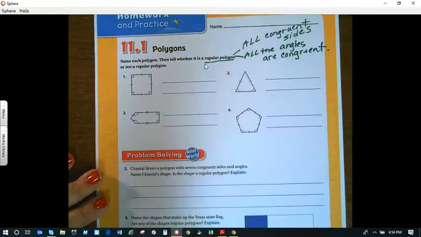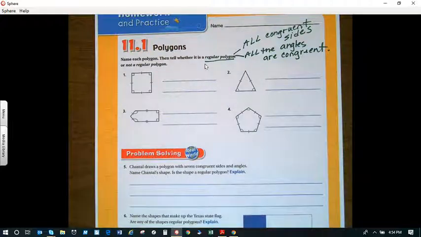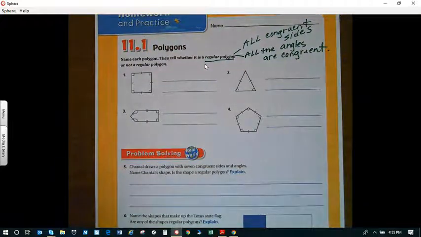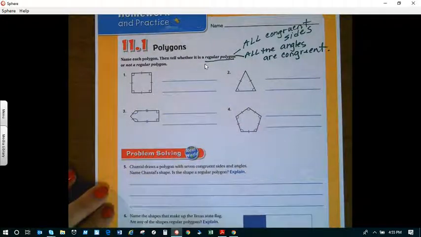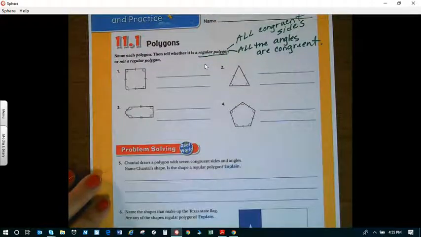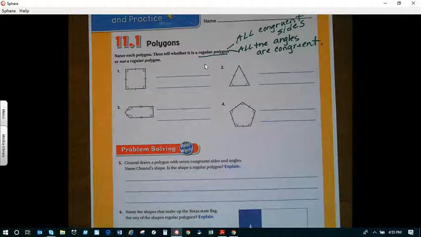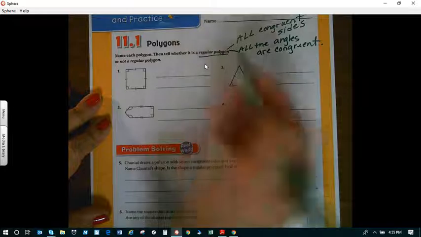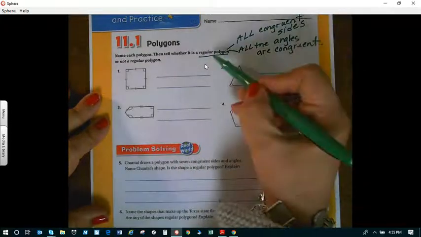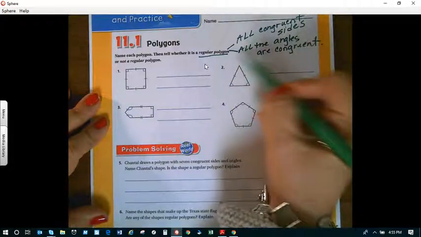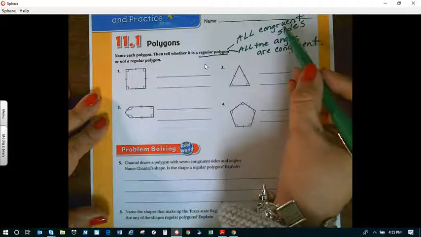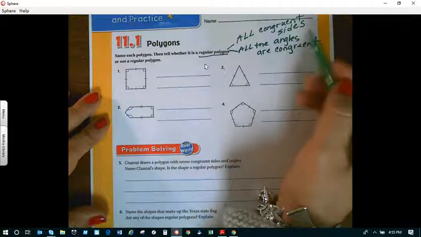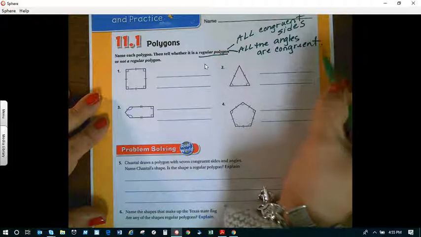I'm going to reiterate what we talked about, because on our homework today we were doing all even numbers, but the top four we did everything together. I'm going to go through each of these because I really want you to make sure that you're understanding the difference between a regular and non-regular polygon. A regular polygon has all congruent sides and all congruent angles, and congruent means that they're the same size and equal to each other.